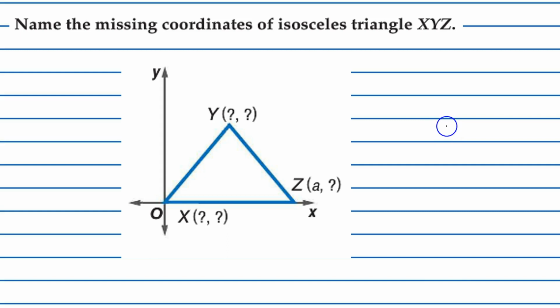We want to name the missing coordinates of this isosceles triangle: x, y, z. So first step is to place a point on the origin if we can, which we are doing right now. Then we actually know what x is. X is 0, 0, the origin.